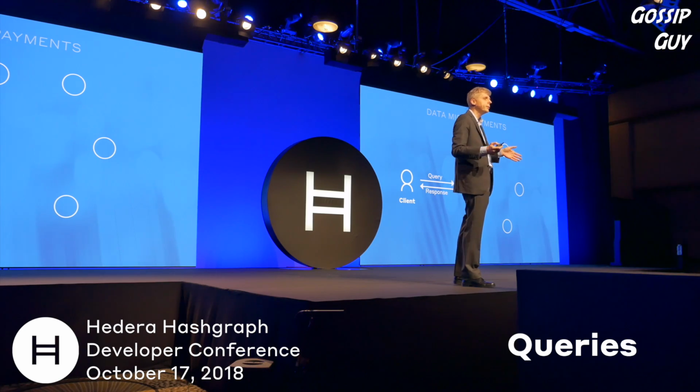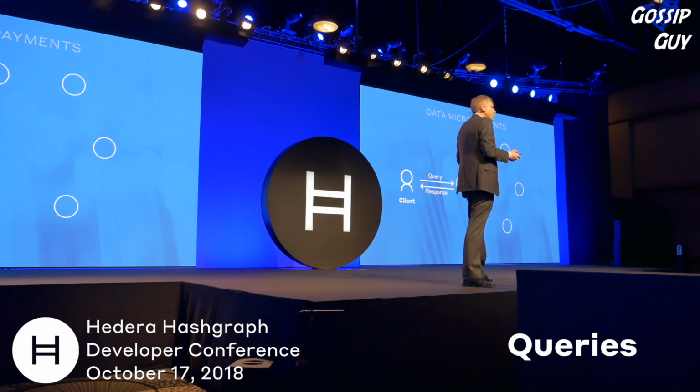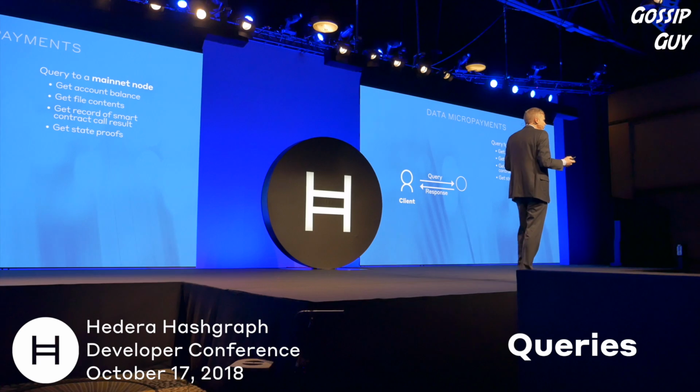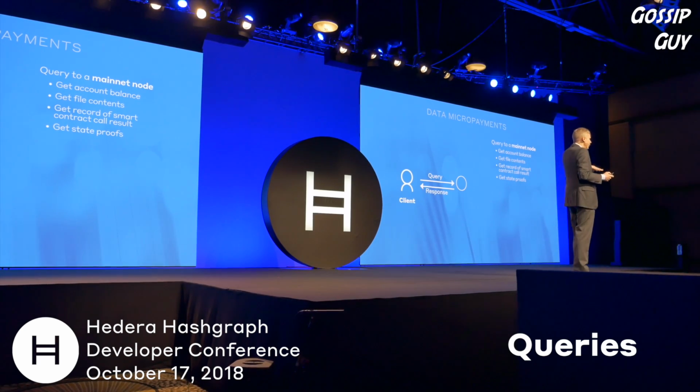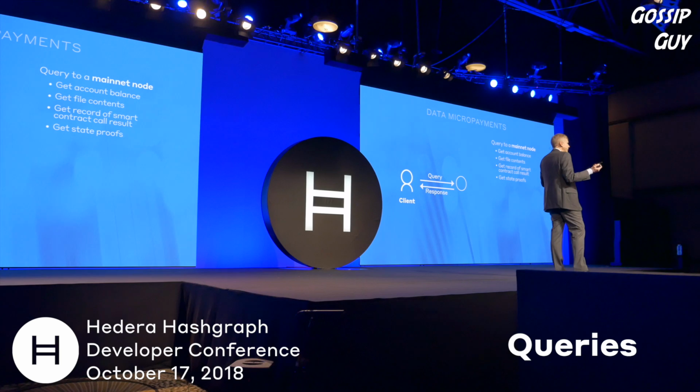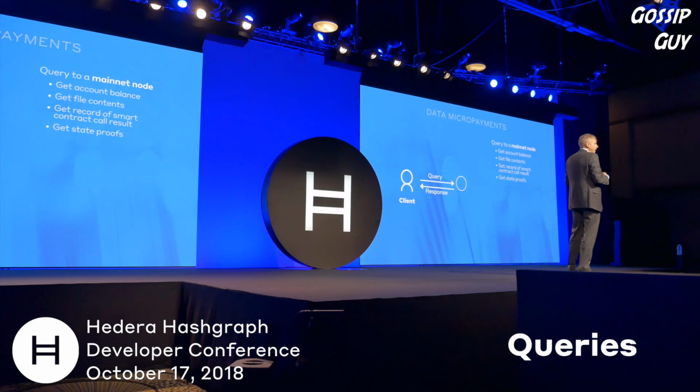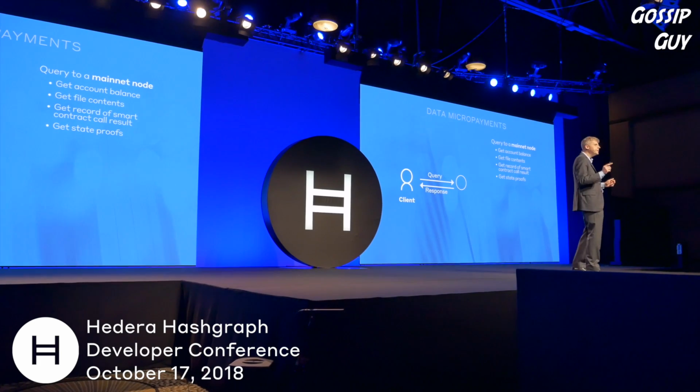This is useful information. And so you could be asking the node of our mainnet. Our mainnet is the Hedera network that does the consensus. Everybody does the same thing. And in sharding, there'll be one shard of the mainnet that we're talking about. They all do the same thing. You can get your account balance, you get the file contents, you can get a record of the smart contract call results, and you can get these state proofs. And I think the state proofs are really a cool thing. Isn't it?